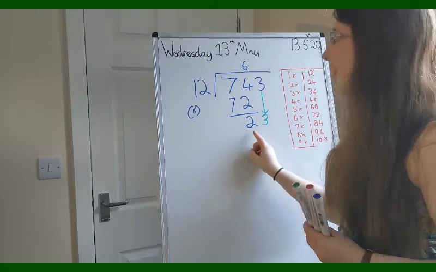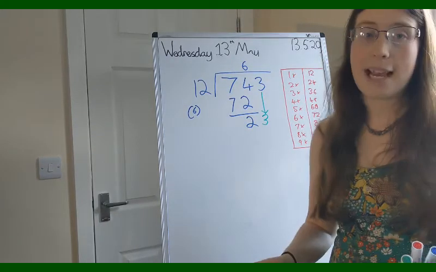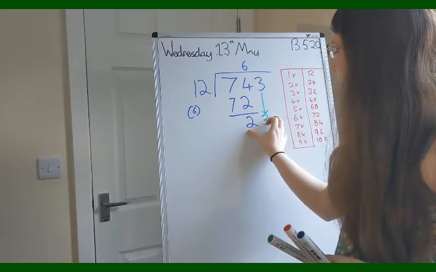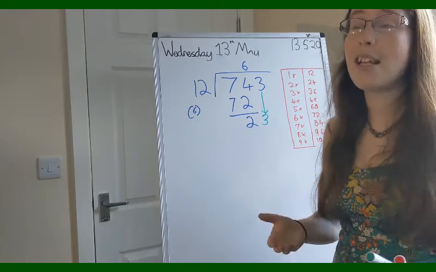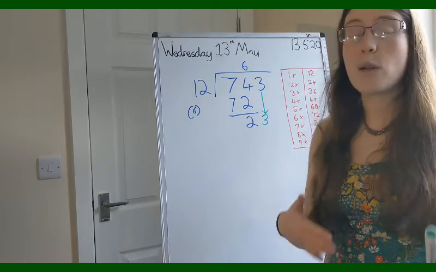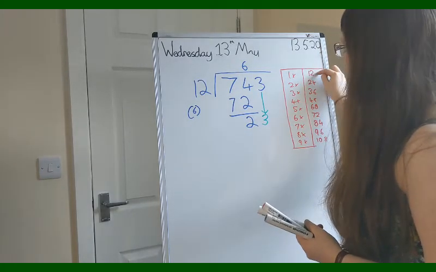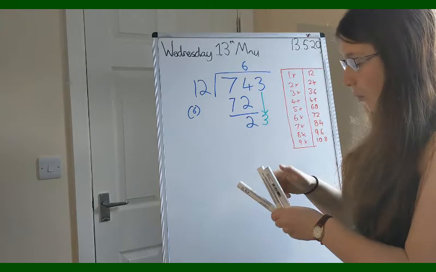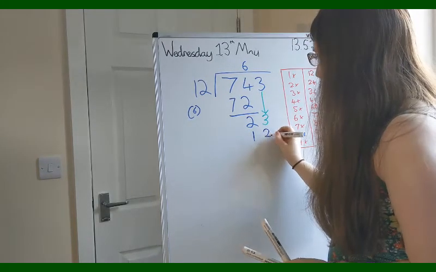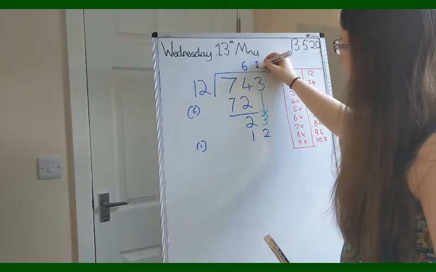I'm going to look in my tens column. Can I subtract any more groups of 12 from 2 tens? I can't, so I'm going to combine these two columns together. So I'm doing an exchange. I'm going to see how many groups of 12 I can make out of 23 ones. I can subtract one group of 12 from 23 ones. So I'm going to subtract 12, which is one group of 12. So my answer is going to go in my ones column.